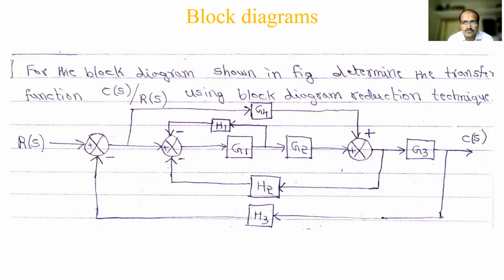For the block diagram shown in the figure, determine the overall transfer function C(s) by R(s). So where is the C(s) here? Just see in the diagram, C(s) is here, and R(s) is here. You have to take the ratio C(s) by R(s) using the block diagram reduction technique. So how many blocks are there here? The forward blocks G1, G2, G3, and H1, H2, H3, and here G4, and there are summing points and takeoff points.